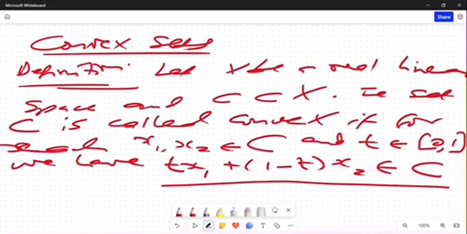Or it could be 1, if t is 1. Of course, if t is 1, you have only this one that will be left, which is tx1. So it's also in C.